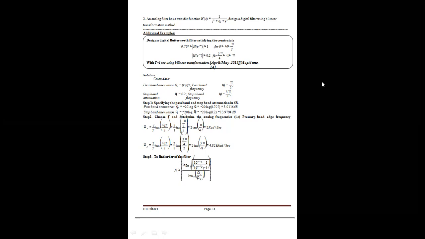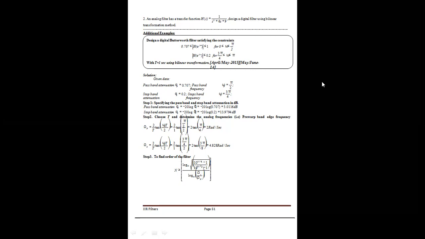So the first thing we have to find is the attenuation in decibels. We know that the attenuation formula is 20 log of the passband value. So α_p is minus 20 log of 0.707, which is 3.0116 decibels. Whereas the stop band attenuation is minus 20 log of 0.2, which is 13.9794 decibels.